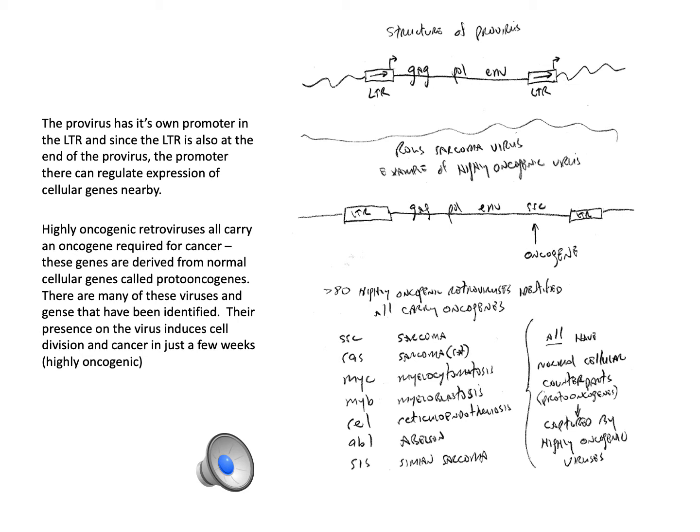But what's important here is that there are three particular genes on the provirus. They're called the GAG gene, the POL gene, and the ENV gene. The GAG genes encode proteins that are required to make the viral capsid when it makes a new virus. These capsid proteins make the new virus particle. The POL is the gene that encodes the reverse transcriptase enzyme. And the envelope, it's called the envelope gene.